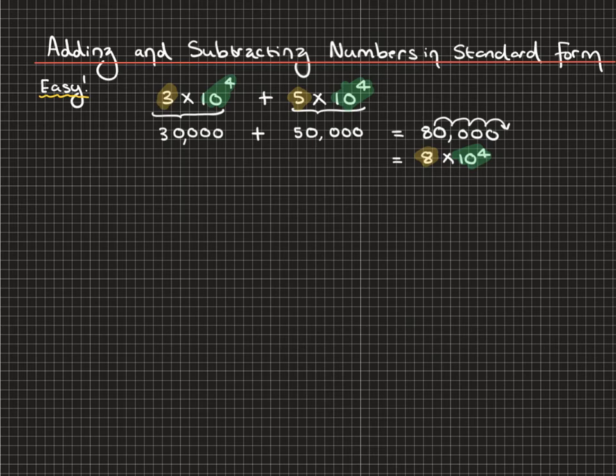Now, why does this work? Well, if you think of 10 to the power of 4 as x, effectively, all you're doing is 3x plus 5x. Now, if you added 3x and 5x together, that would give you 8x. But remember, the x actually represents your times 10 to the power of 4. So there's 3x, which is 3 times 10 to the power of 4, plus 5x, which is 5 times 10 to the power of 4. And of course, that will then equal 8x, which is 8 times 10 to the power of 4. So in this scenario, I'm thinking of x as 10 to the power of 4. So this only works if you have the same power of 10.